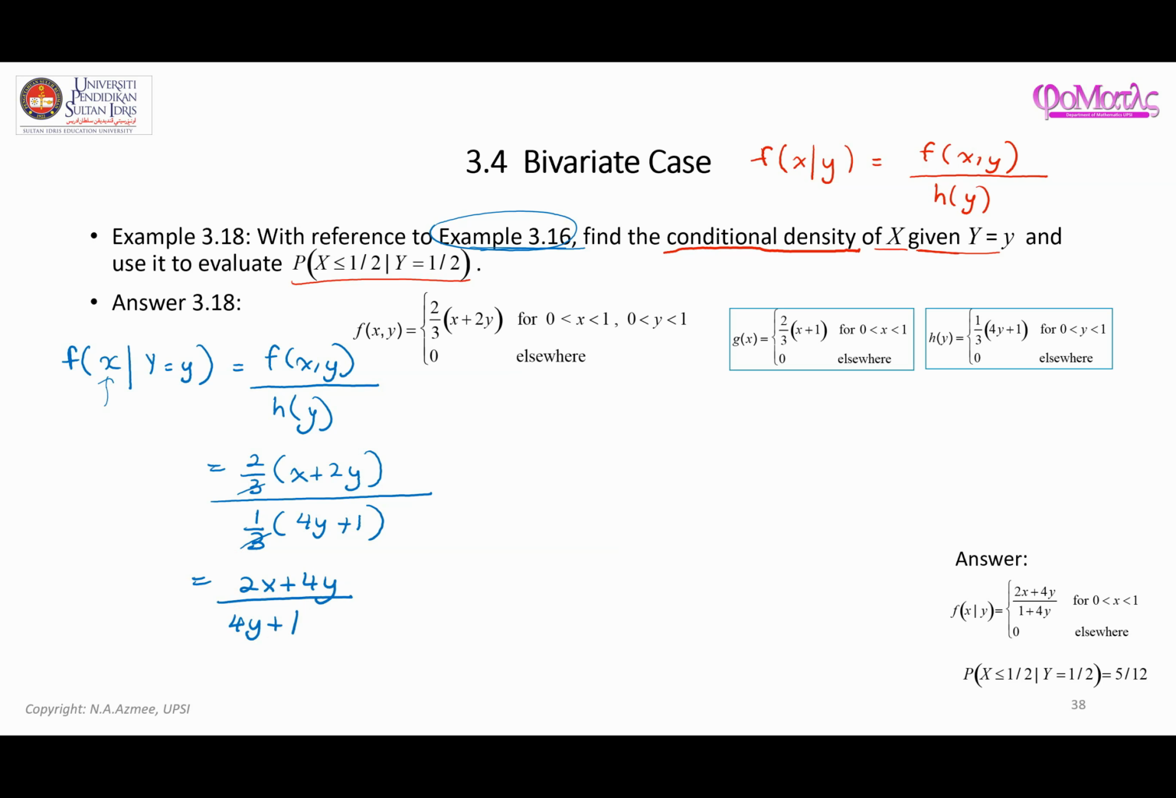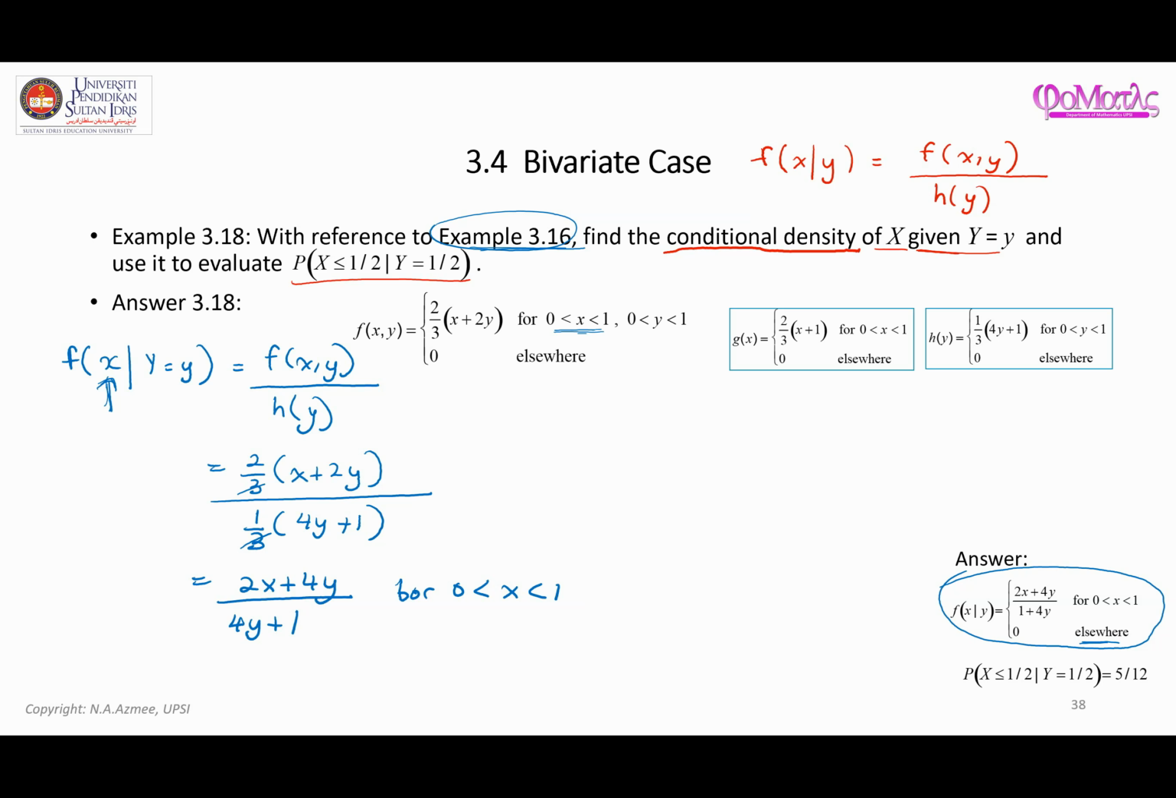So that is the simplified version, and this one is only applicable for x between 0 and 1, because now we are looking at the conditional density of x, and x can only take these limits. You can write down the answer looking like this, where you write the value of 0 elsewhere. So this value that you got is for x between 0 and 1 only.